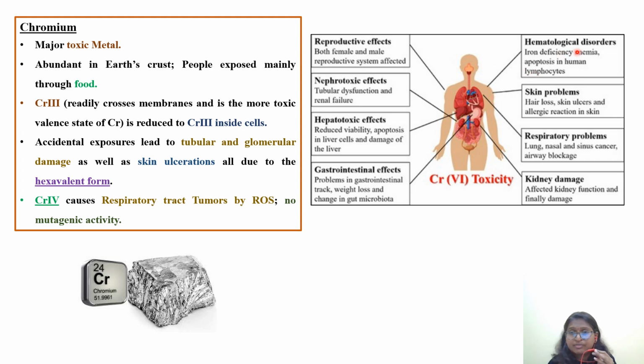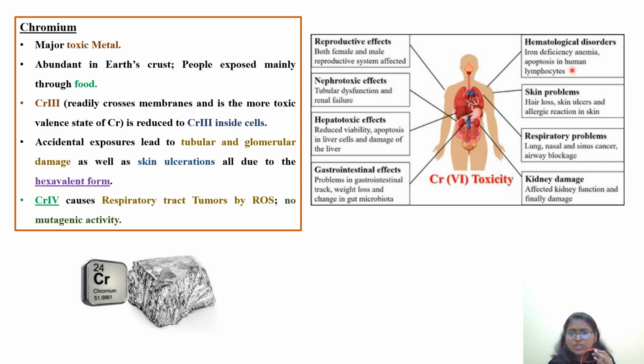So chromium affects hematological disorders. How is it causing iron deficiency anemia? There are various types of anemia, aplastic anemia, pernicious anemia, so many things are there. I would request you to read about types of anemia, because one topic on anemia you will definitely get in your exam. In future we'll try to make one slide only on types of anemia.